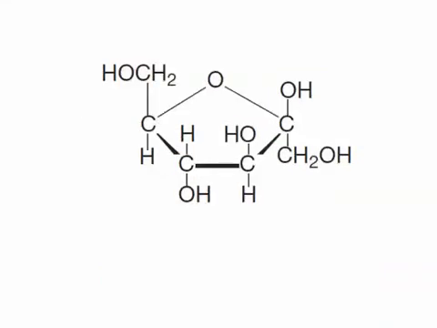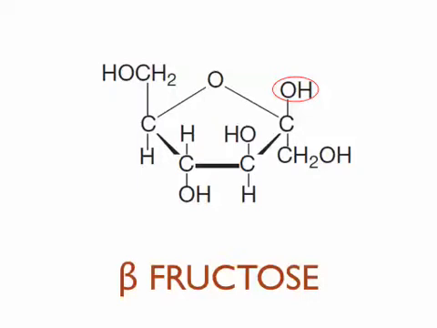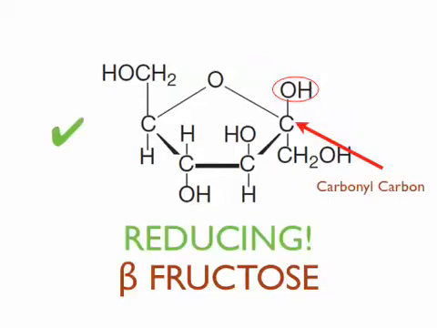Let's try another one. Do you recognise this pentose? Of course you do, it's the only pentose you need to know. It is fructose. But is it alpha or beta? Well, we need to find the hydroxide group. Now the hydroxide group linked to the carbonyl carbon is on the same side as the methanol group, therefore it's beta fructose. What's more, there's a free carbonyl carbon not involved in bonding to a neighbouring molecule. Therefore this is a reducing sugar. Are you getting the tricks of it?